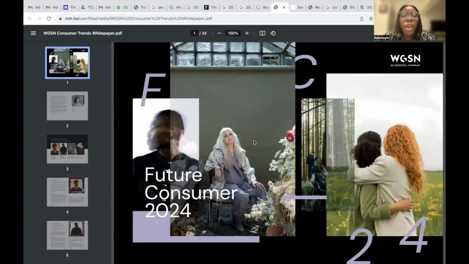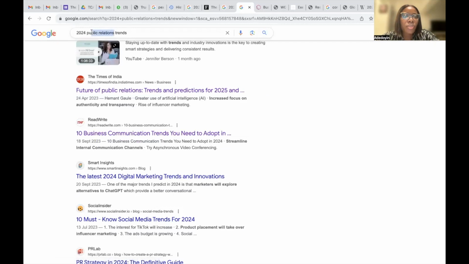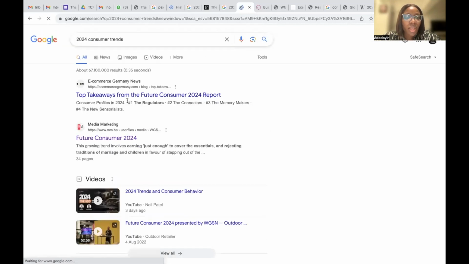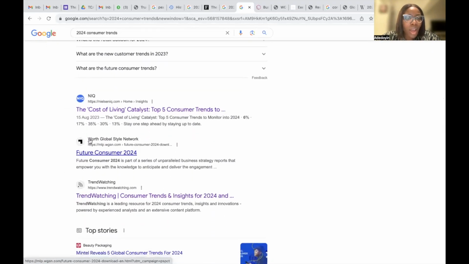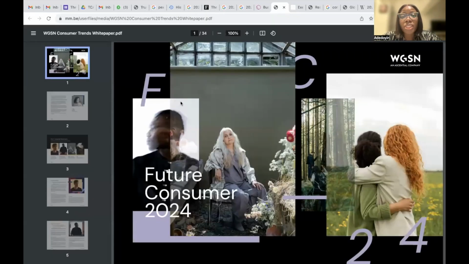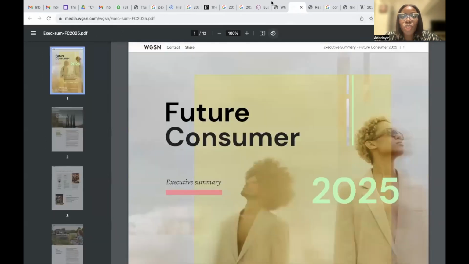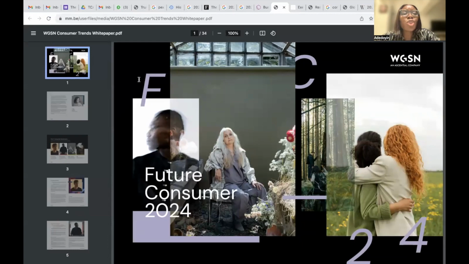But I want to show you something that I found really interesting. So this organization comes up there. When we did the consumer trends, so this future consumer report, I'm trying to look for the organization's name. I know it came out in this. Here they are, Worth Global Style Network. They do this every year, and I found it really, really interesting. This is the one for 2024, and you can access this on their website. This is the one for 2025, because some people are already thinking about 2025, but this is what I want to show you, and here's why it's relevant.